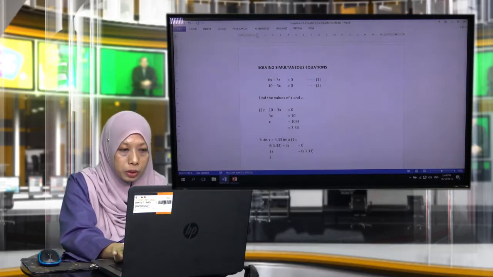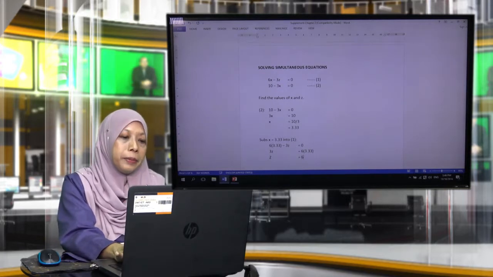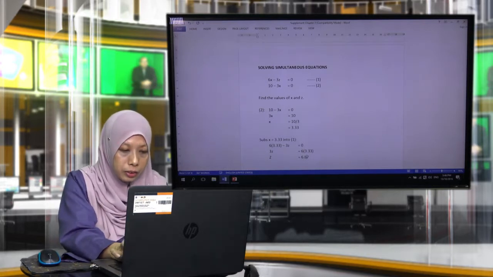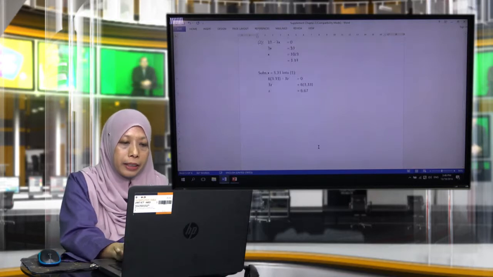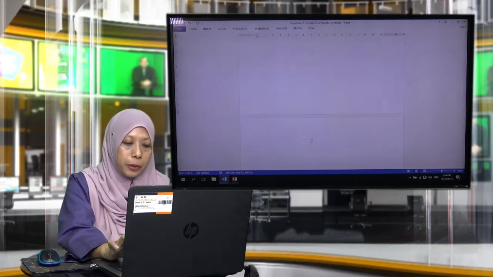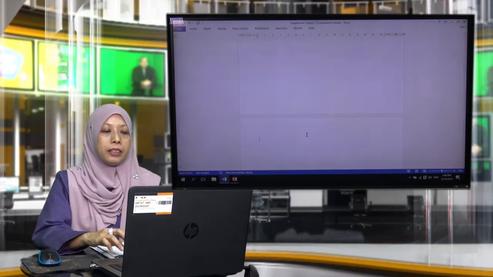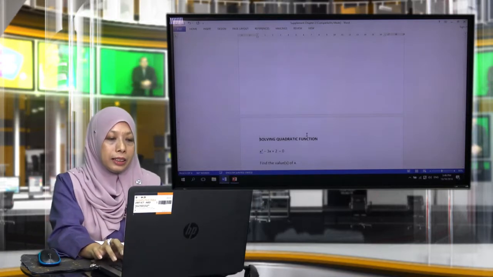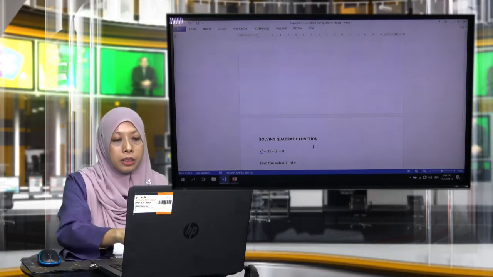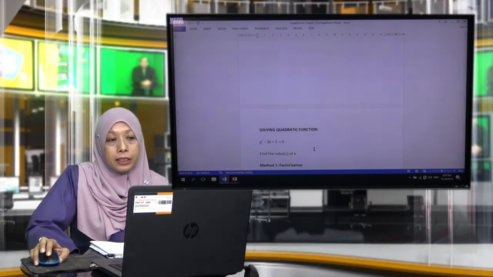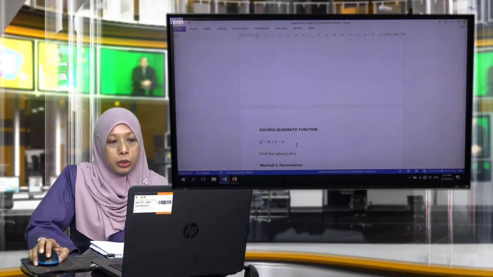equals to 6 times 3.33, okay, so if you want to solve for z, you're going to end up getting 6.67. So that's how you solve equations simultaneously. So that's another thing that you need to know.